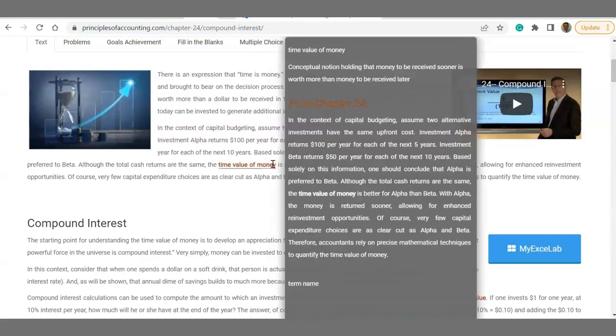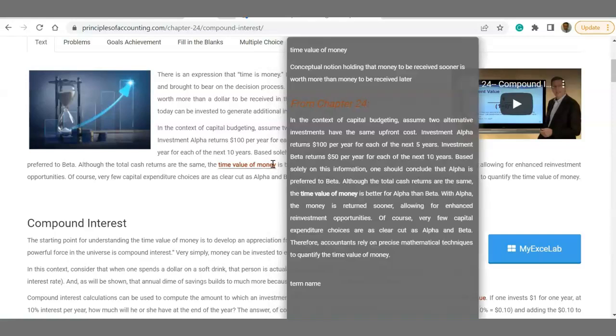Time value of money is a conceptual notion holding that money to be received sooner is worth more than money to be received later. The example is if you ask a 3-4 year old kid, do you want $1 today or $1 next year? The kid will tell you, I want $1 today, because they know that $1 right now is worth more than $1 a year from now. That's the concept of time value of money.